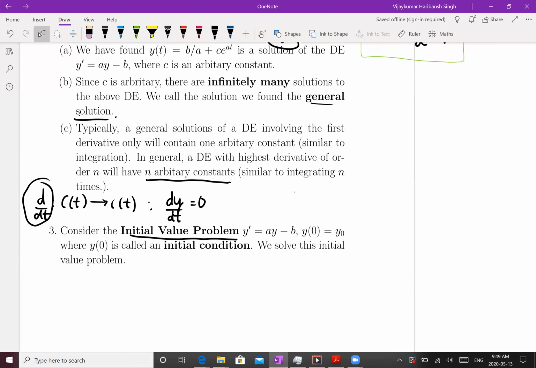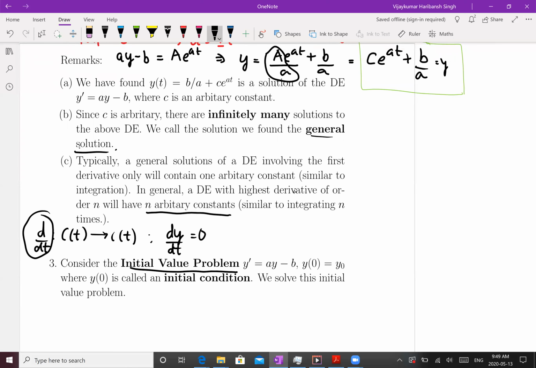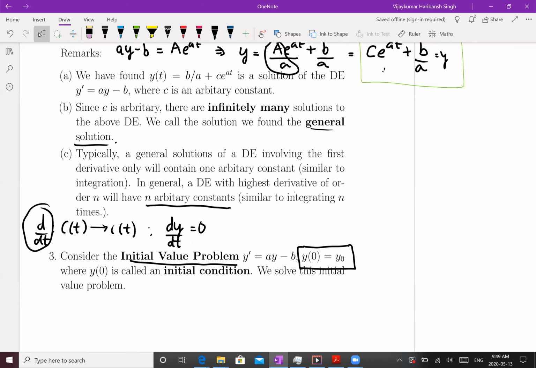Of course, if you look at this, we have already solved this. The solution looks like that. The question is, what is the constant? If you're given the initial condition, that means the value of your y at some point, then you can solve this problem. Okay, so let's try to do that.